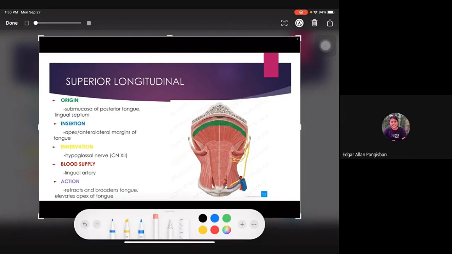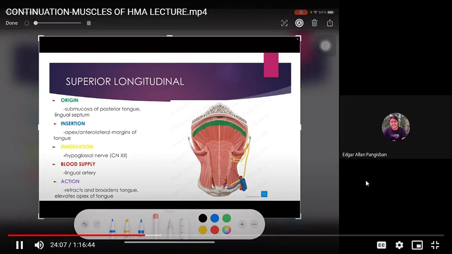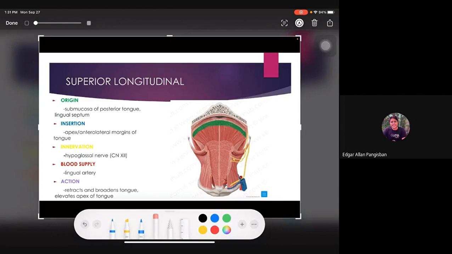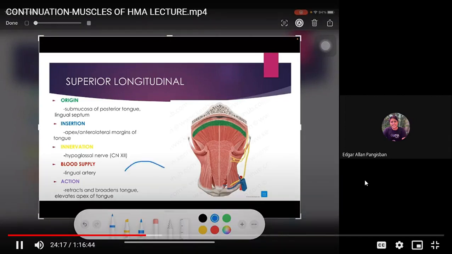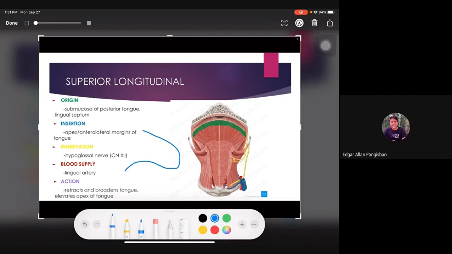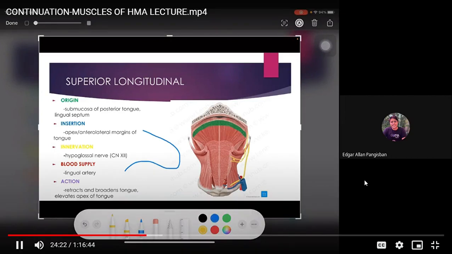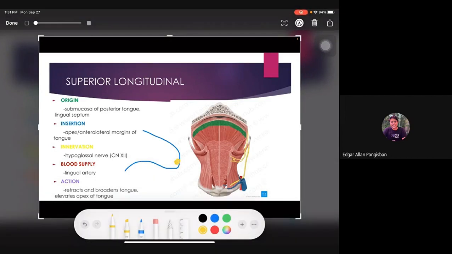Okay, so the origin of your superior longitudinal is the submucosa of posterior tongue and the lingual septum. And it is inserted in the apex, or anterolateral margins ng tongue. So, pag side view, for example, this is the tongue. Ang insertion niya is in the tip. That's why it has an action on the tip. So, ito po yung tip ng ating tongue. Okay? So, the innervation, the same. Hypoglossal, and the blood supply is your lingual artery.